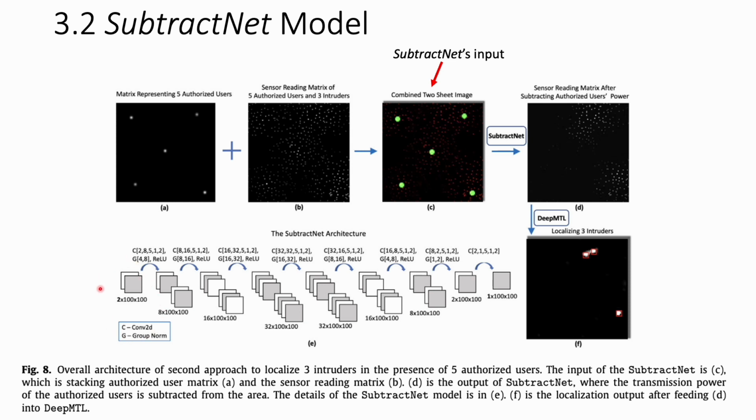So here, the dimension of the stacked image is 2 by 100 by 100. Then we feed this input into the SubtractNet. This SubtractNet has 8 convolutional layers, and this model does not have a max pooling layer. What it essentially does is that it removes the power from the authorized users. So what is left in the image is the power from the intruders. And this is what the DeepMTL wants. So we feed this subtracted image to DeepMTL, and DeepMTL will give us the intruder locations.